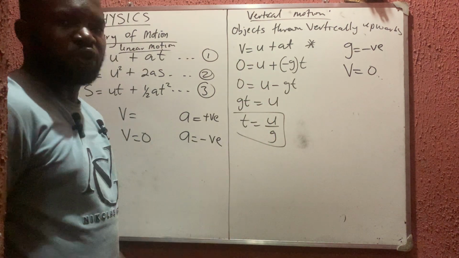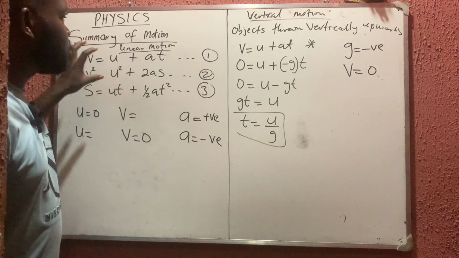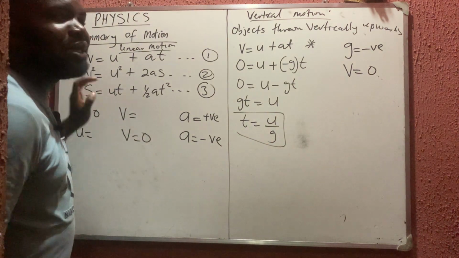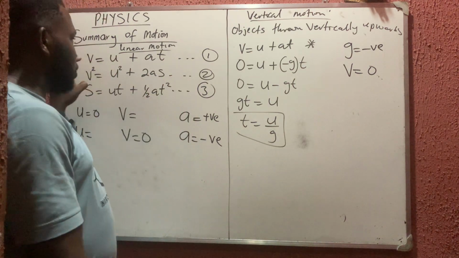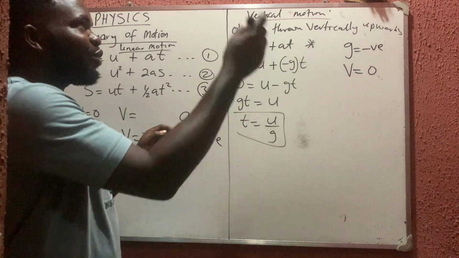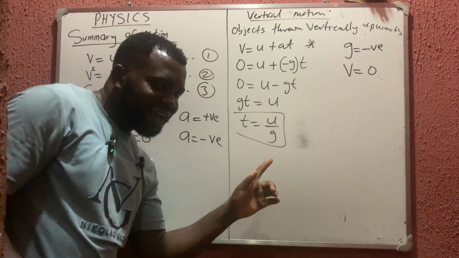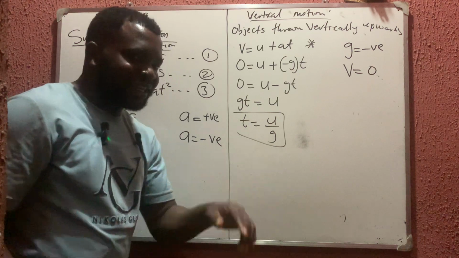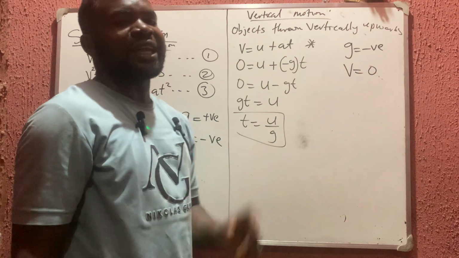I'm just showing you something normal. You don't need to cram this formula. All I need you to know is these three. Once you know these three, you are done. Anything motion, you are done. So just know that if it is thrown upward, I'm having negative gravity, and negative acceleration means what? Retardation. So when an object is thrown vertically upward, it is retardation.